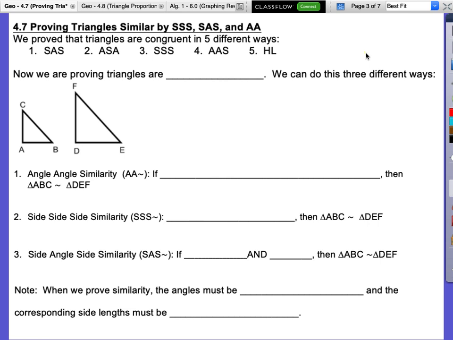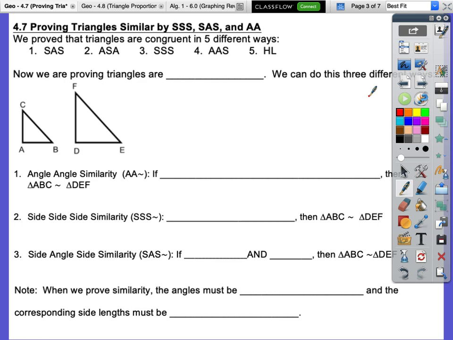So we have 5 different triangle congruencies. We're going to first recap those. What's the S stand for in each of these? What's the A stand for? Angle. Side, angle, side, angle, side, angle, side, side, side, angle, angle, side, hypotenuse, leg. Hypotenuse, leg only exists in what kind of triangle? Right triangle. Very good.